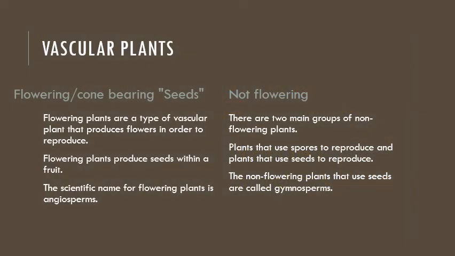Under vascular plants, you have flower plants and cone bearing, so they have seeds. Those are vascular plants, and then you have vascular plants that are not flowering. So flowering plants are a type of vascular plant that produces flowers in order to reproduce. Flowering plants produce seeds within a fruit, and the scientific name for flowering plants is angiosperm.